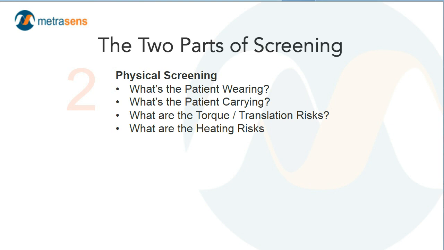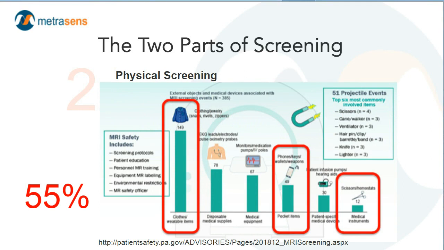We want to identify potential torque or translation risks associated with magnetic attraction. We want to identify any potential heating risks of material objects that are brought with the patient into the MRI room. And here again, we return to the Pennsylvania data. And again, this data only reflects items or material that made it into the MRI scanner room. And just over half, or 55% of this, relates to clothing items that were improperly or ineffectively screened. Mobiles, scissors, canes, walkers, knives, lighters.